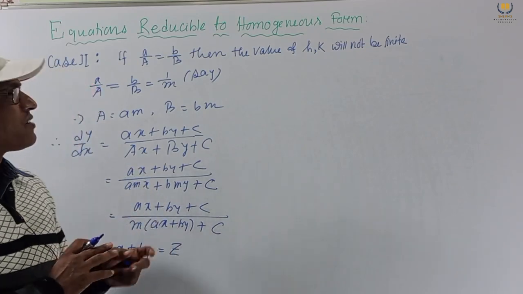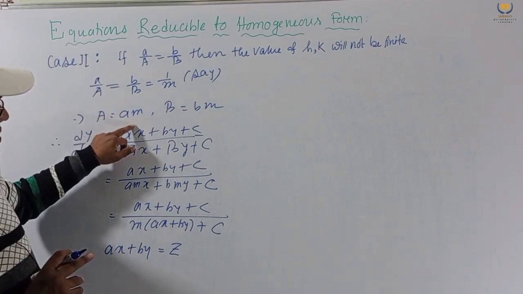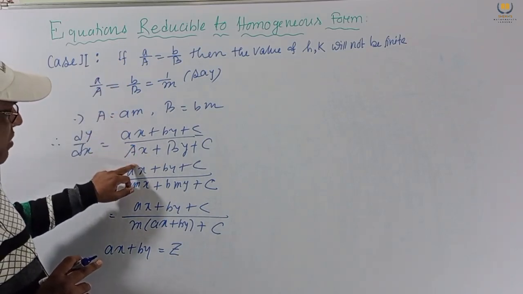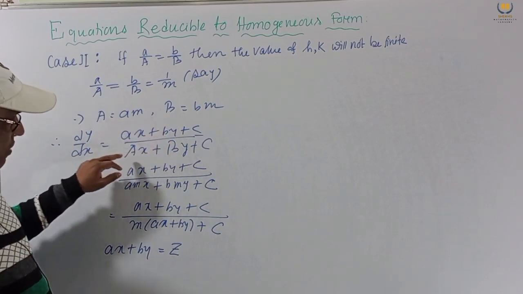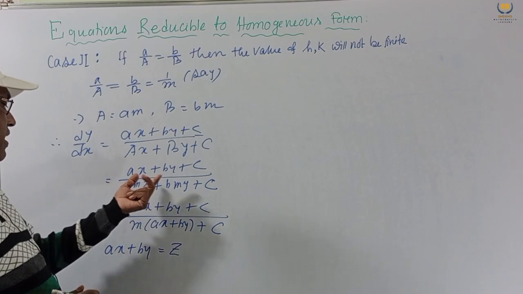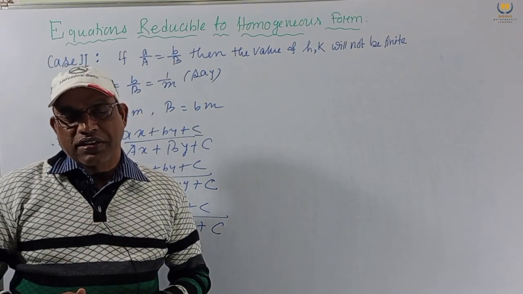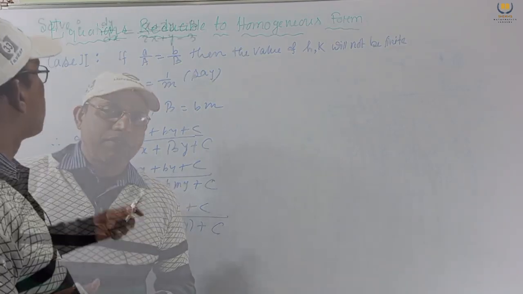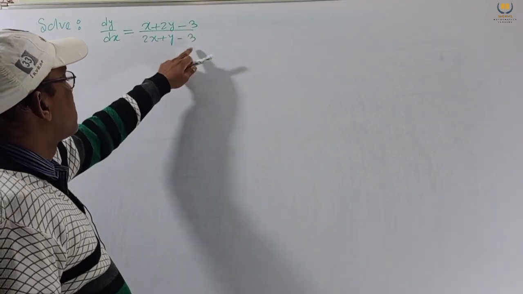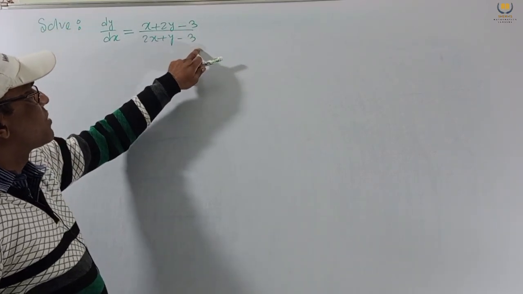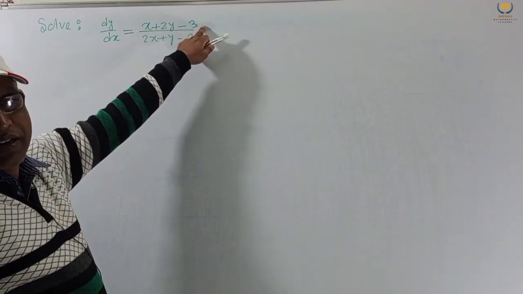This is the rule. So the first rule is already given, and for the second rule, if the ratios of the coefficients of x and y in numerator and denominator are equal, then we consider this method, and in this case we get the required solution of the differential equation. Now, let us consider this problem. Solve dy/dx equal to (x plus 2y minus 3) by (2x plus y minus 3). This is not homogeneous because here degree is 1, and where x, y are not given, degree is 0.